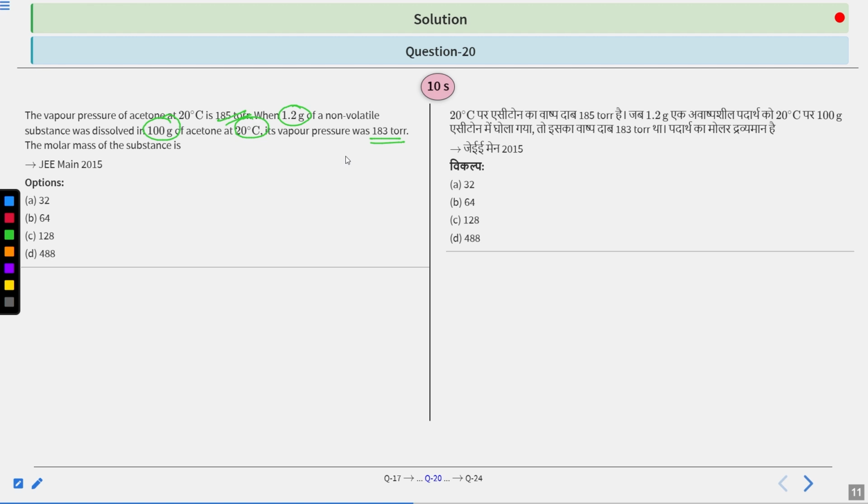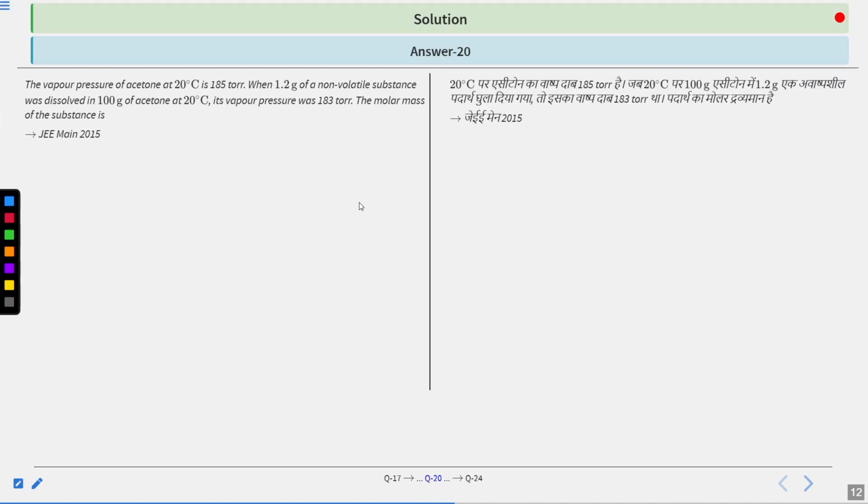So you will simply use what? Relative lowering of vapor pressure to solve this question. So your 10 seconds to solve this question starts now. Let us see how we can solve it. For those who have solved, the correct answer is B. Okay, so this is the correct answer.